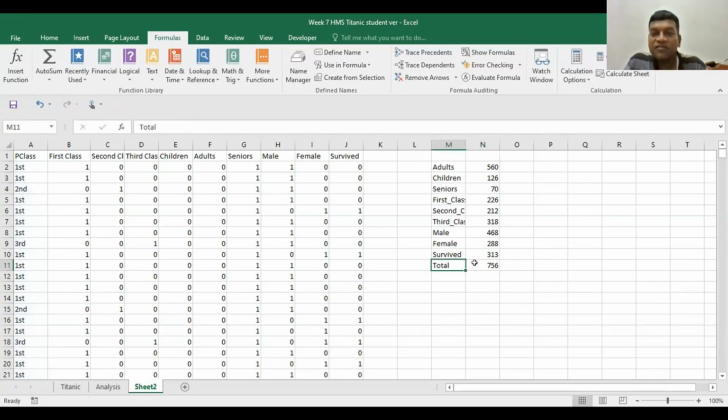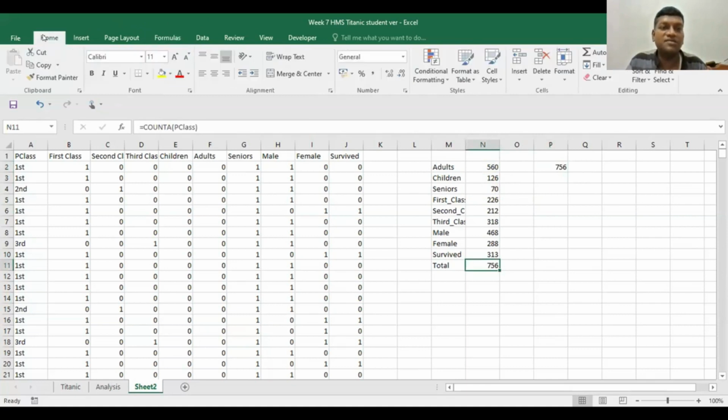Okay, so total number of passengers is 756, and now we also need to check that adult, children plus seniors would count to 756. Let's try that. So all the passengers, that is this plus this plus this should be 756. That is just checking for data integrity, making sure that formulas are right. So total number of passengers is 756. That is the total number of children, adults, and seniors. Then first class, second class, third class. That should also add up to this number.